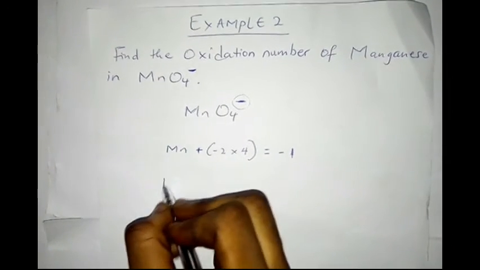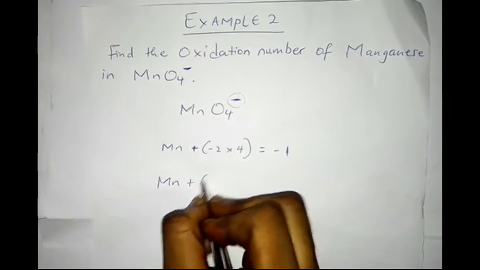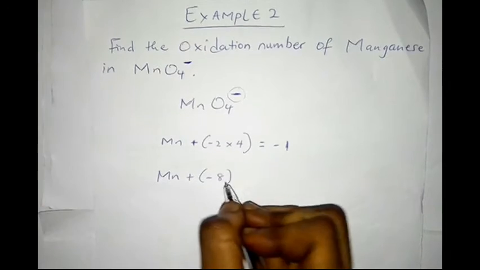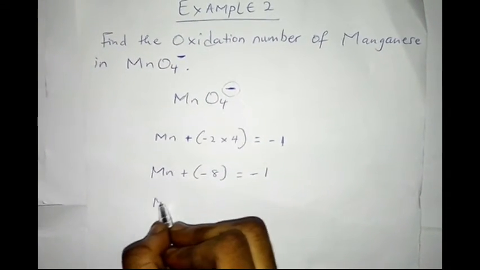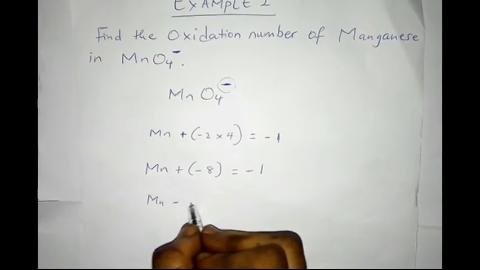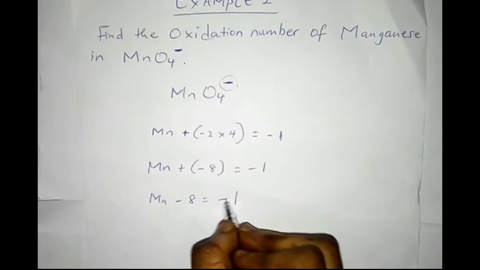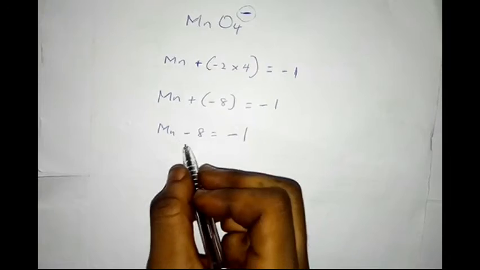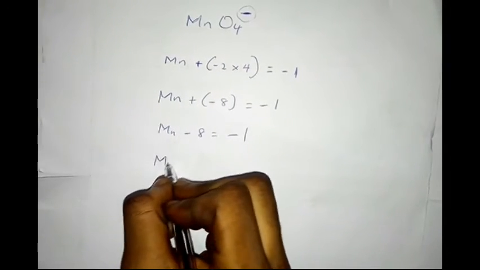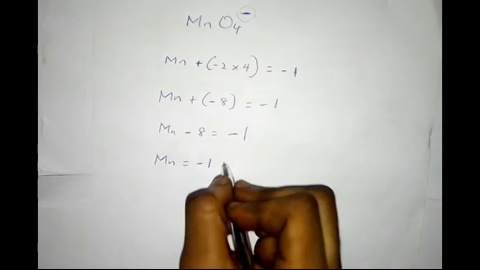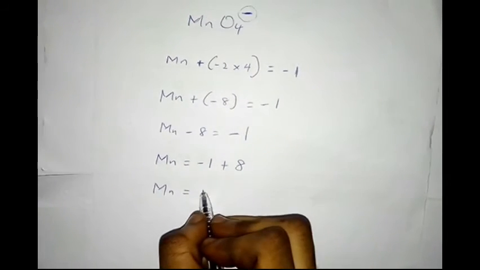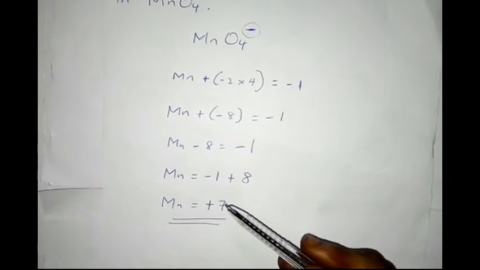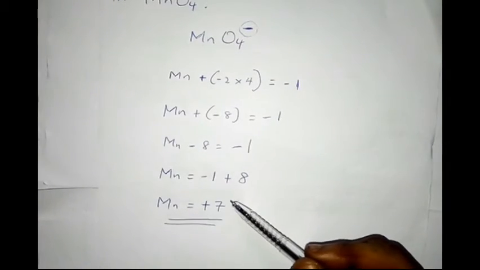So we are now going to have Mn plus -2 times 4, that's -8. Everything is equal to -1. So open the bracket. Mn plus times -8 is equal to -1. So we can now collect like terms. Mn will be equal to -1 plus 8. Then Mn will be equal to -1 plus 8, that is plus 7. Which means that the oxidation number of manganese in MnO4- is what? Plus 7.